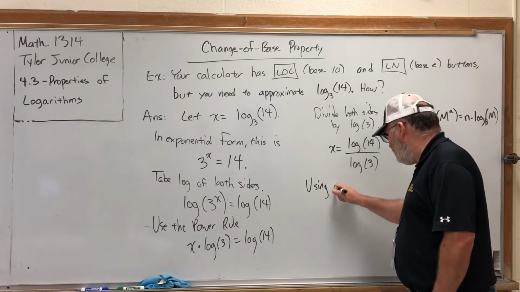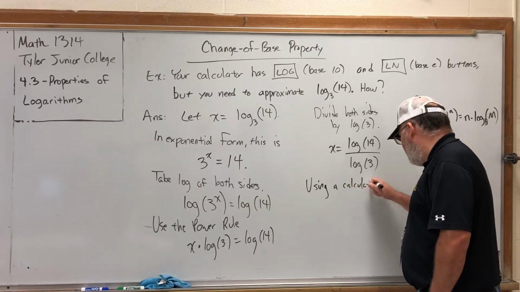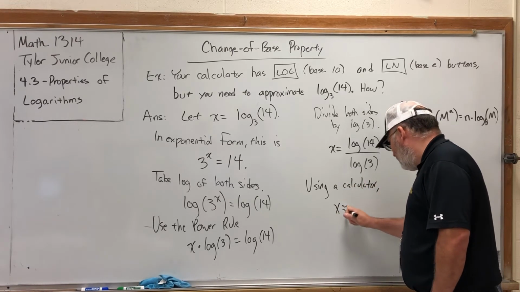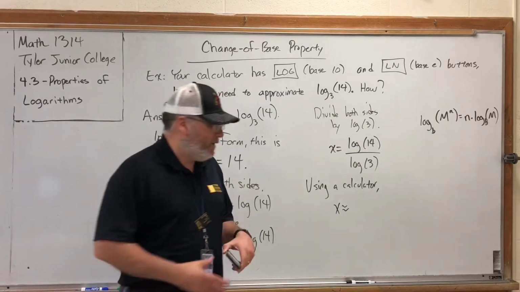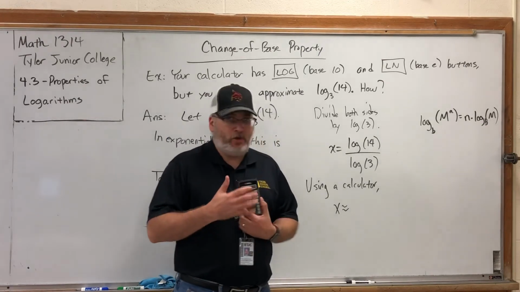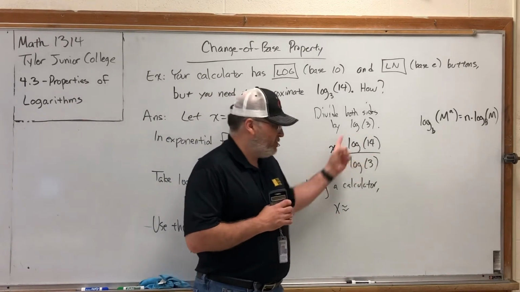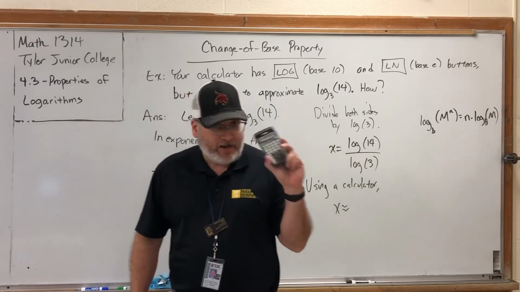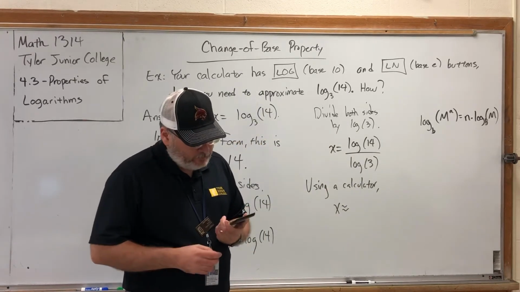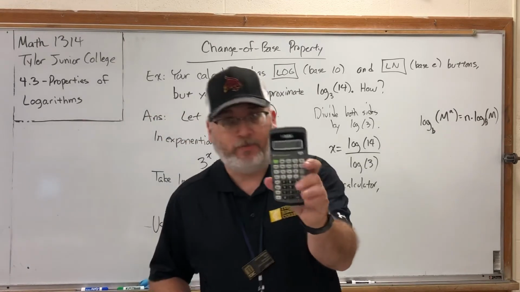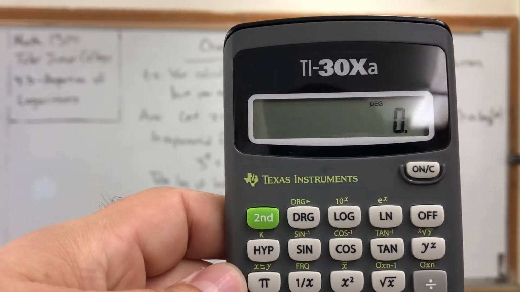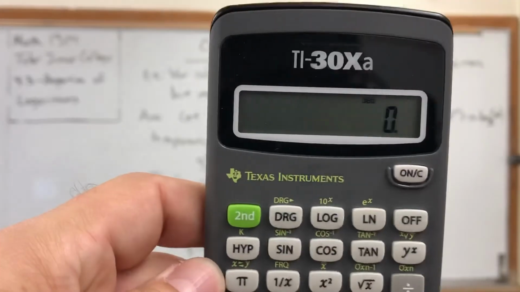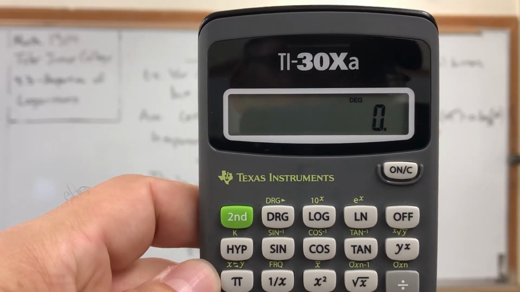Using a calculator, now how you put this in your calculator depends upon if it's a one-line calculator or a display calculator. A display calculator displays the whole problem before it gives you an answer. You pretty much type exactly what you see. But for a one-line calculator, let me see if I can zoom in real close here. Hold on. Let's try this. There we go. A one-line calculator will only display the last number you entered or the last answer it calculated.